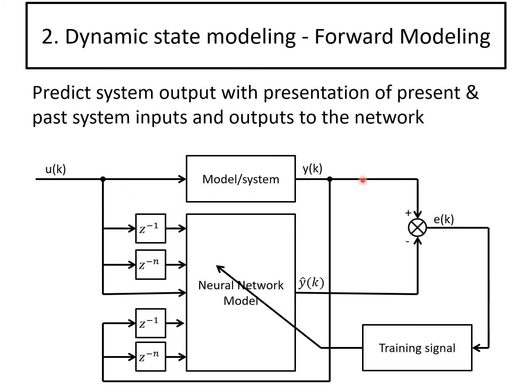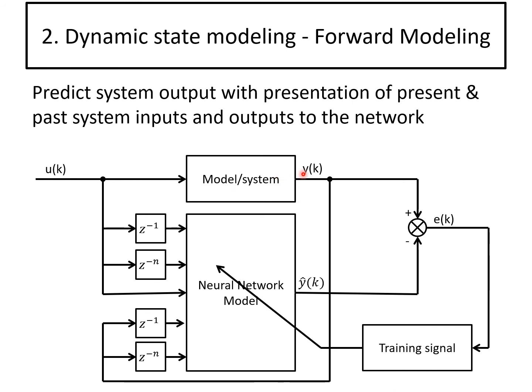So this is how we go. This is the actual model output, compared with the neural network prediction, and then we check the error. If the error is still high, then we keep on changing the neural network configuration, the model topology, until the error is satisfied. Then we stop this training process. So this is how we do it in training.